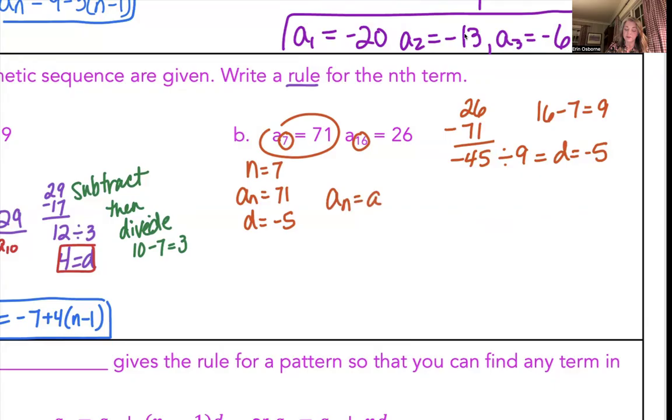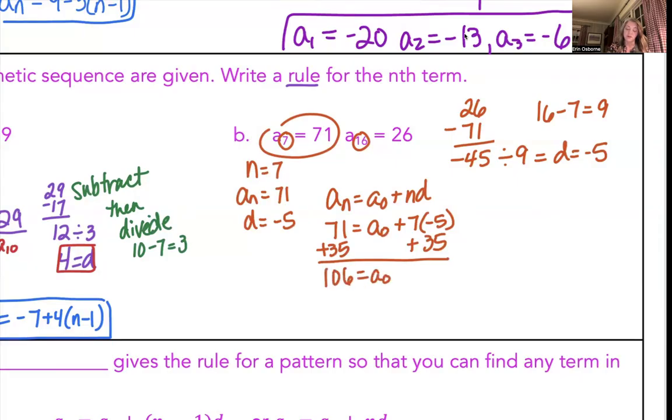A sub n equals a sub 0 plus nd this time. I'll just write with the numbers filled in below it this time. 71 equals a sub 0, we don't know, plus 7 times negative 5. That's a negative 35, so I need to add 35 to both sides. And 71 plus 35 is 106. The final rule gets written as a sub n equals 106 plus n times d. N I leave as a variable, so I want to go actually minus 5n.